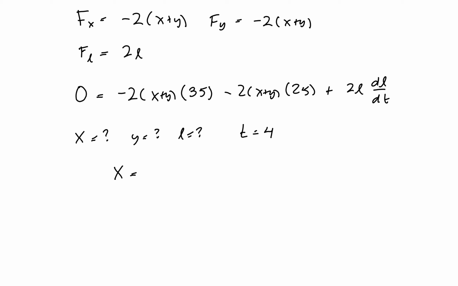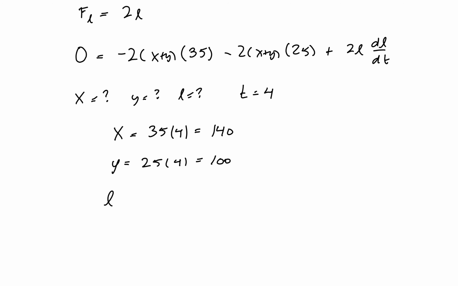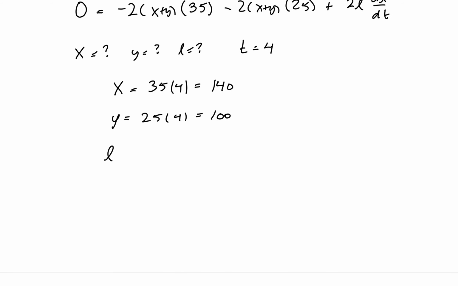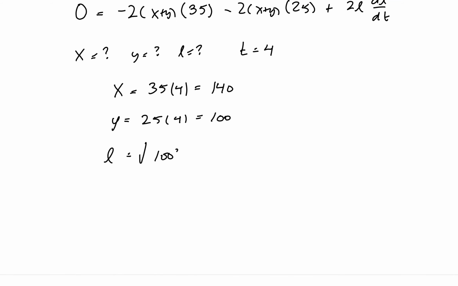Well, after 4 hours, x is going to be 35 times 4, which is 140. y is going to be 25 times 4, which is 100. And for L, we use this equation up here. So L is going to be the square root of 100 squared plus (140 plus 100) squared. And if we work this out, this comes out to be 260.